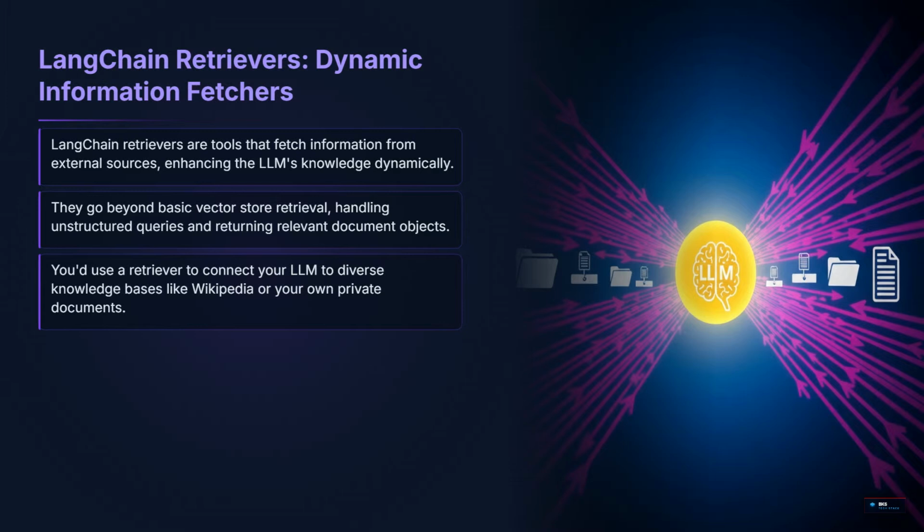While vector stores manage your embedded data, LangChain Retrievers are the dynamic explorers, reaching out to external sources to gather information crucial for your LLM. Unlike simple vector stores that just store and retrieve, retrievers are designed to take an unstructured query and intelligently fetch relevant documents. This versatility allows your LLM to pull in real-time or domain-specific knowledge, making its responses far more informed and accurate than it would be on its pre-trained data alone.